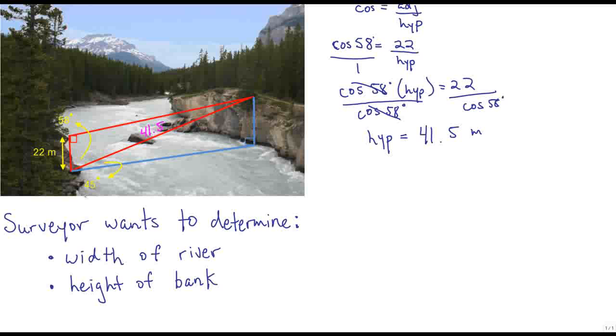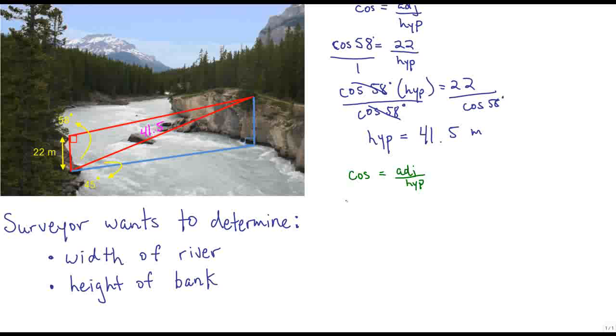So with that length, knowing that hypotenuse and this angle, 45 degrees, we now have enough information where we can calculate this length and that length. So we are going to use cosine again to determine our adjacent side. We are given an acute angle and the hypotenuse, so now we can use those two pieces of information to calculate our adjacent side. And our adjacent side will be the length across the river.